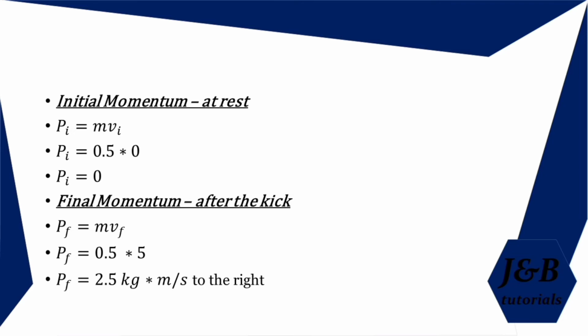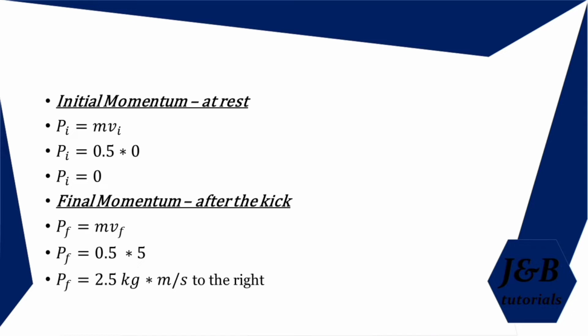Initially it's at rest, so we can calculate the initial momentum. We're going to express that as P_i, or P initial. This will be m times v initial, or m times the initial velocity. But the initial velocity in this case is 0. Therefore, what would be our P initial? Our P initial would be 0 as well.